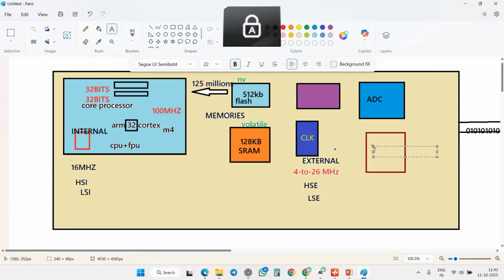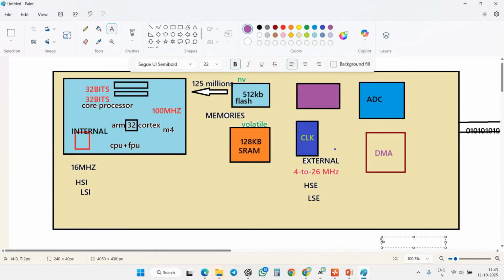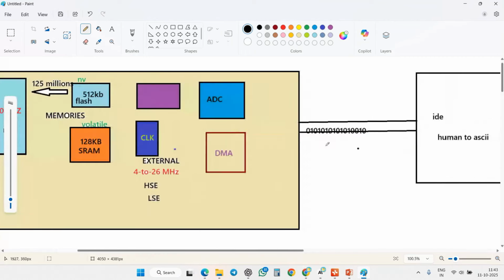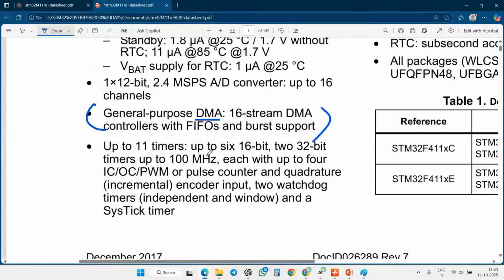It is not going to use your processor. The name itself tells the concept: direct memory access means it is not going to interrupt or use the processor. Your data is going to be transferred directly, from memory to memory. It is not going to use your processor.